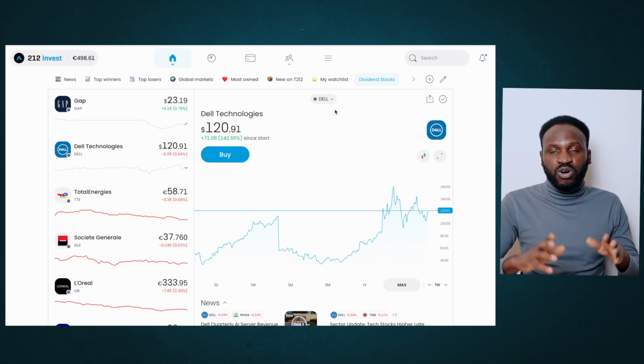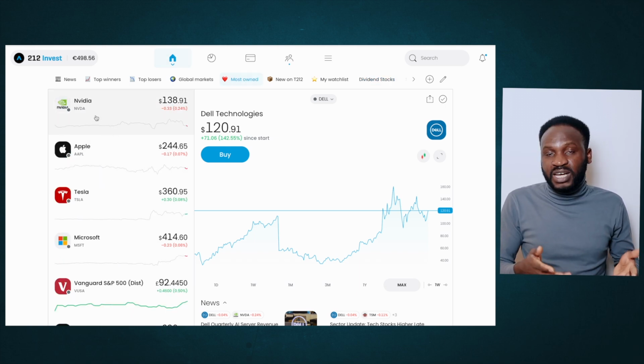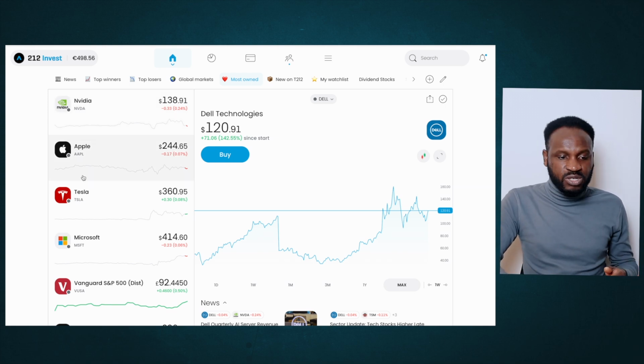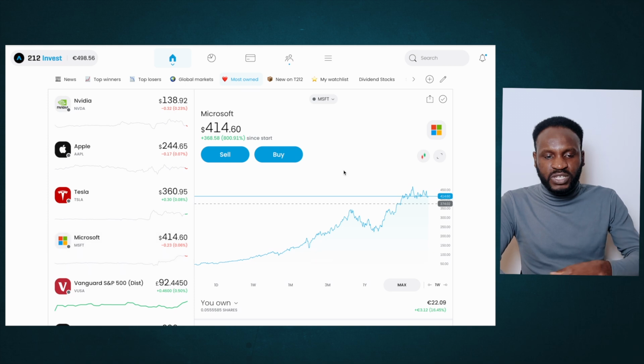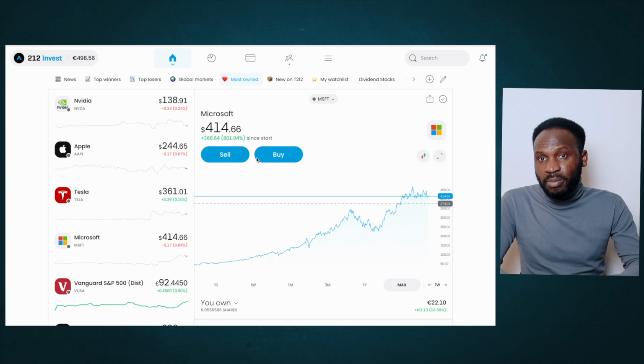So to invest, all you need to do is search for the company that you have in mind. You can click on the most owned here. You can just select any company that you want to invest your money in. Let us say I want to invest in Microsoft. I will click on Microsoft here and it's going to open up. If you have not invested your money here, you'll be seeing only buy. But because I have already invested money here, you can see that it's telling me to buy or sell.